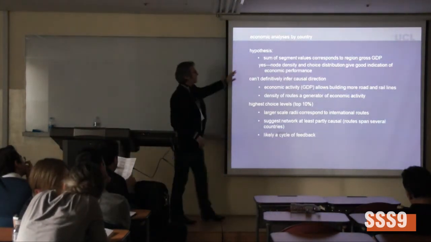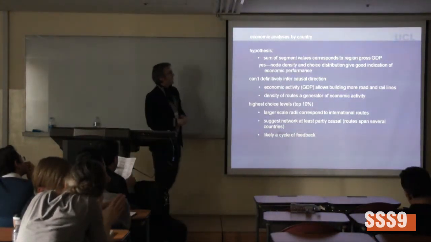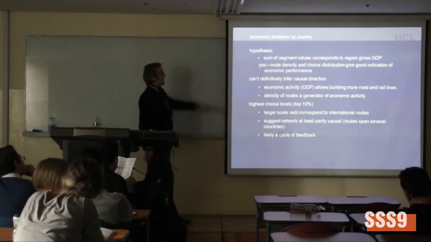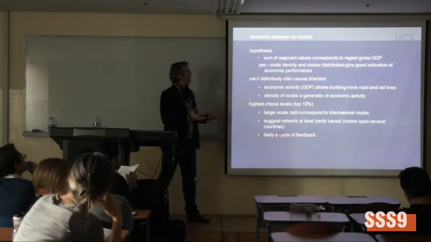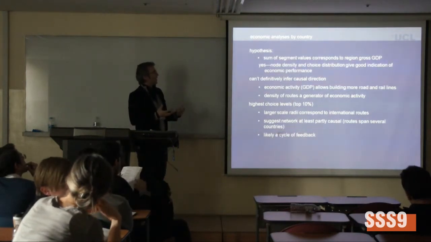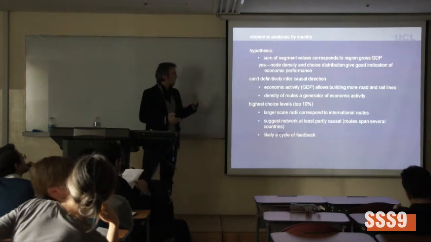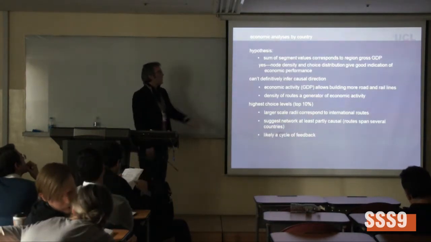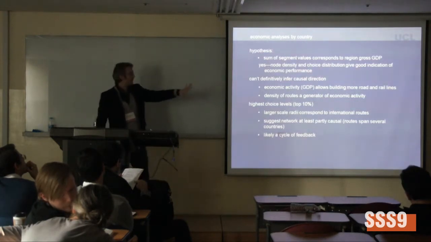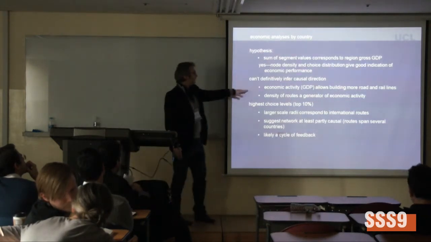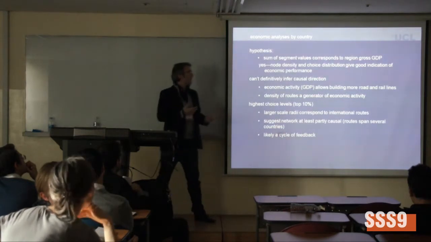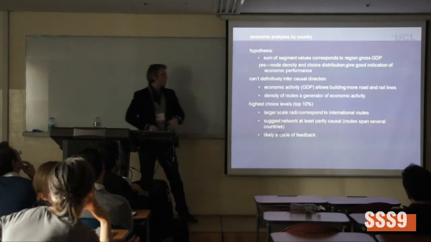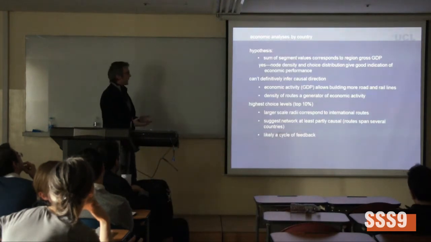So in terms of the initial hypothesis about the sum of segment values, or the average, or some sort of normalization of that corresponding to gross GDP, yes, it seems to be the case. So we've got no density and choice, but mainly choice, most importantly, giving us a good indication of economic performance. At this point, we can't definitively infer any kind of causal direction here. Obviously, economic activity expressed in GDP could allow more building of roads and so on, but also the density of routes is a plausible generator for economic activity.